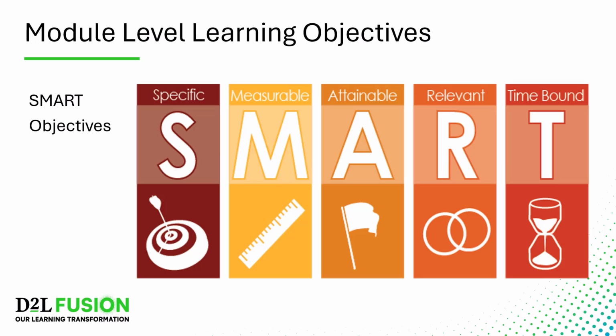Attainable. Can the students realistically complete the learning objective with the materials and time provided? Once again, consider the homework to credit ratio of 2 to 3 hours of homework per week for each credit taken. Relevant. Is the module level learning objective relevant in alignment with the course level learning objectives and course materials? Are the activities, assignments, and assessments relevant?